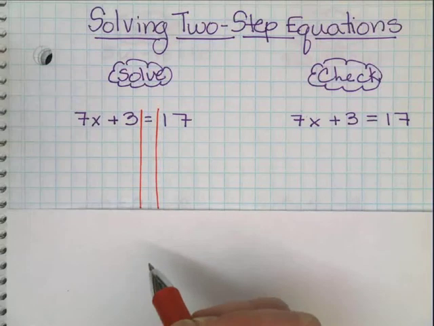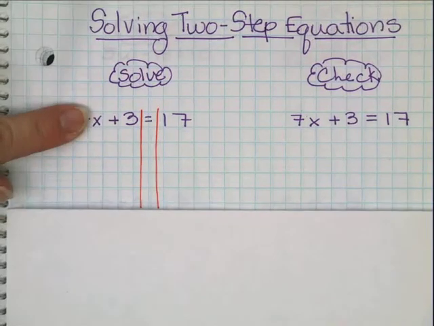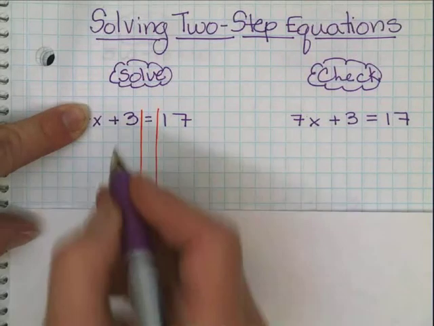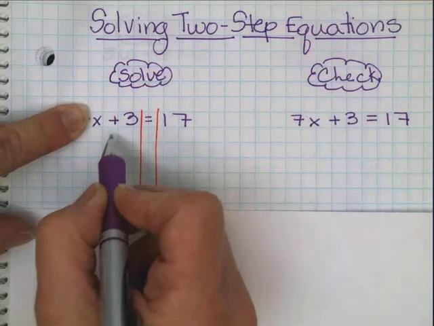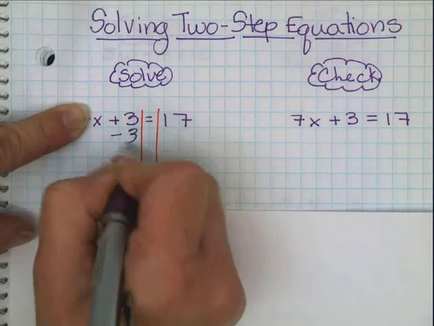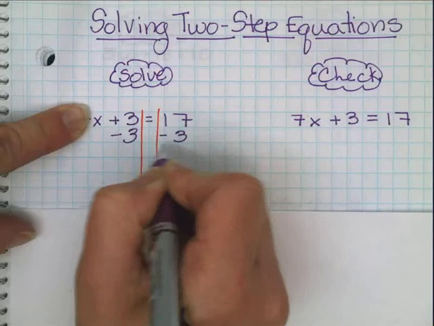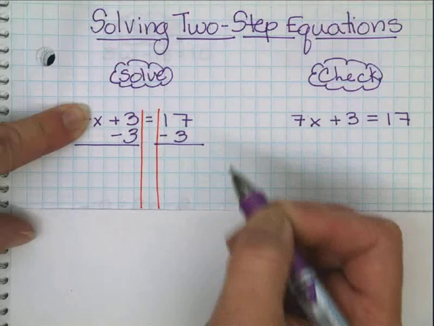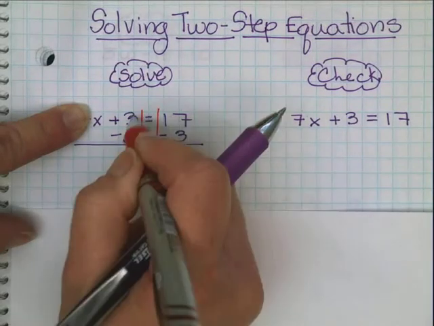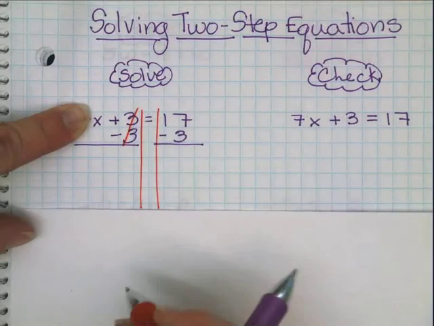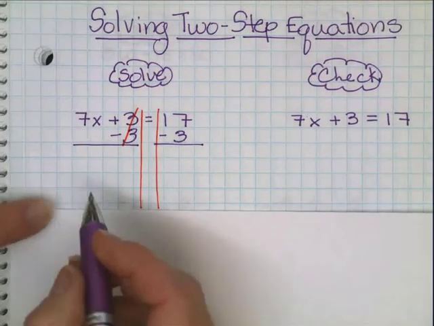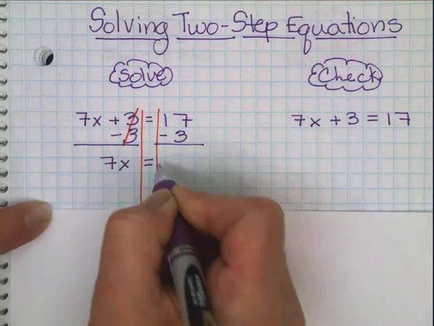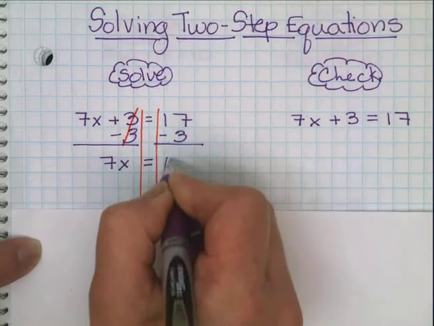When I start the equation, I cover up the coefficient and pretend that it's a simple one-step equation. 7x plus 3 equals 17. So what I'm going to do now is subtract 3 from each side. Remember, my goal is to isolate the variable and get it by itself. 3 take away 3 is 0, so they cancel out, leaving me just the 7x on the left side of the equation. On the right, I have 17 take away 3, which gives me 14.